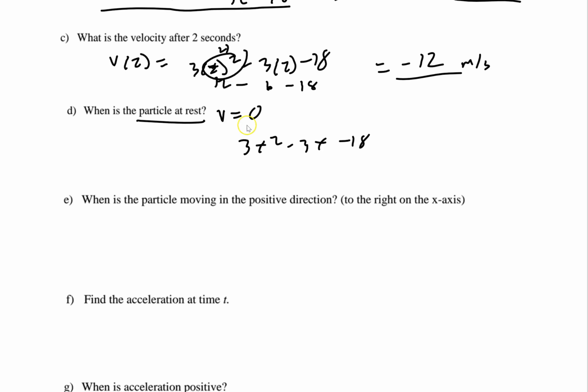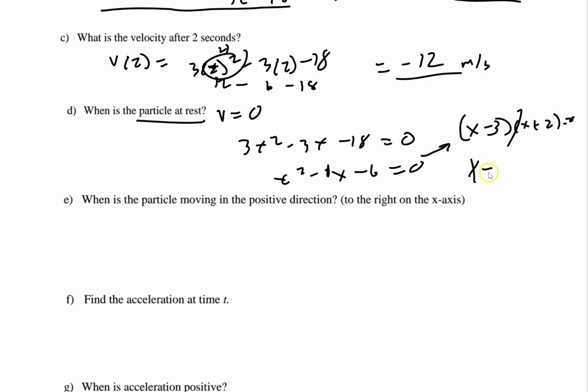Right, we could set it equal to 0 because we went to rest, and then we could solve this. I might need it later, so like last time, let's divide everything by 3. t squared minus t minus 6 is equal to 0. It's actually not that hard to solve. (t minus 3)(t plus 2) is equal to 0.